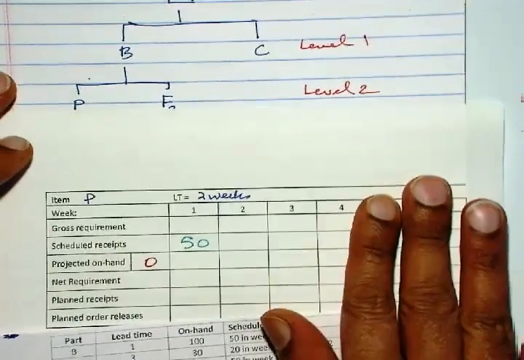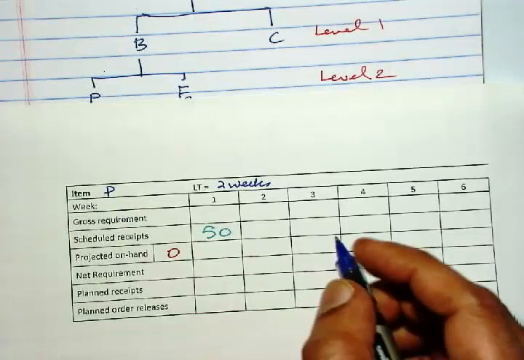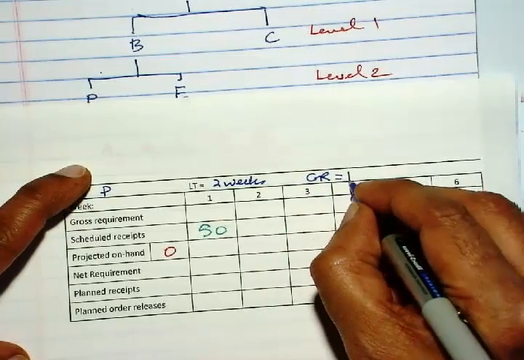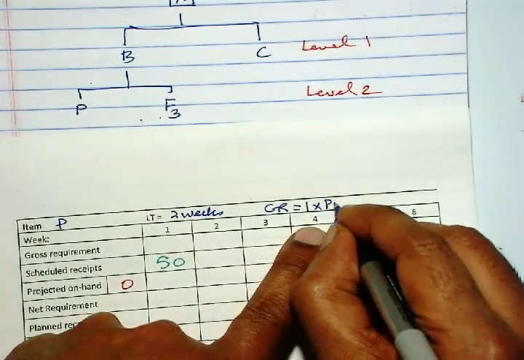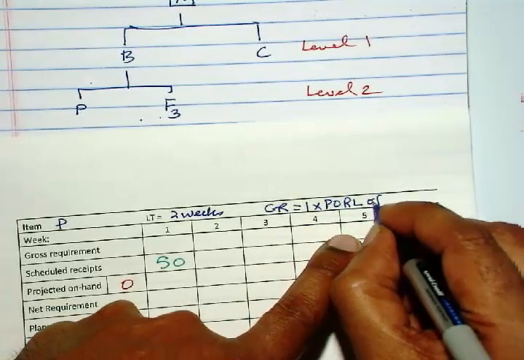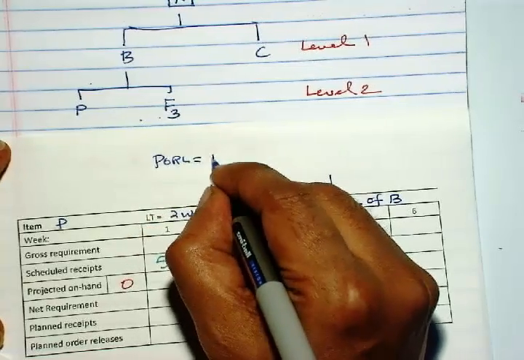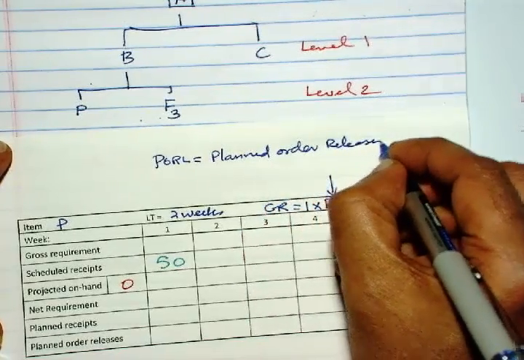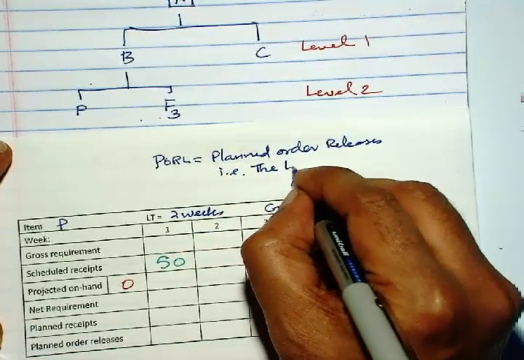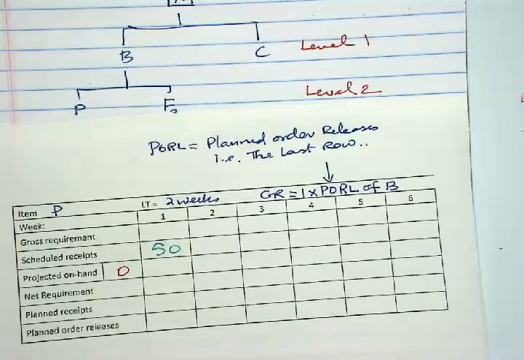Now we need 1 unit of P for each B. So gross requirement is 1 times, okay, B is not a master production MPS item. So this is planned order release of B. So here remember, PORL is planned order releases. That is the last row. So this is very important. So this is 1 times planned order release of B.